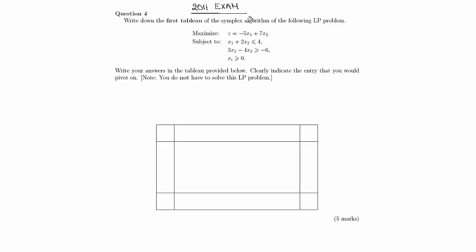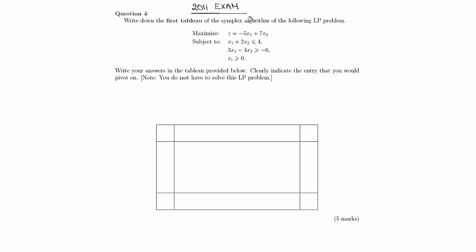Okay, this is question 4 from the 2011 exam. We need to write down the first tableau of the simplex algorithm and then point out the entry that we would pivot on. The first thing to do is look at the problem and see if it is in its canonical form. If not, we need to rewrite the problem in its canonical form.